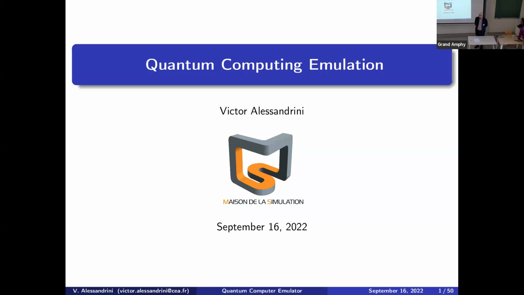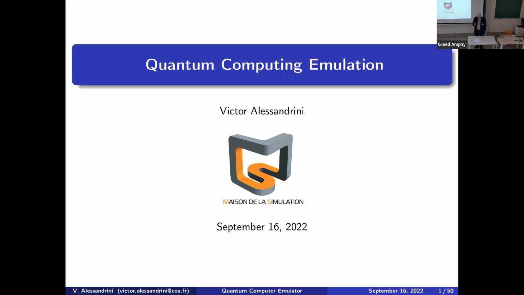and it's about quantum computing emulation. Please. So, just a few words to introduce myself. I am a theoretical physicist, retired, but with an embedded position that allows me to continue to do research.